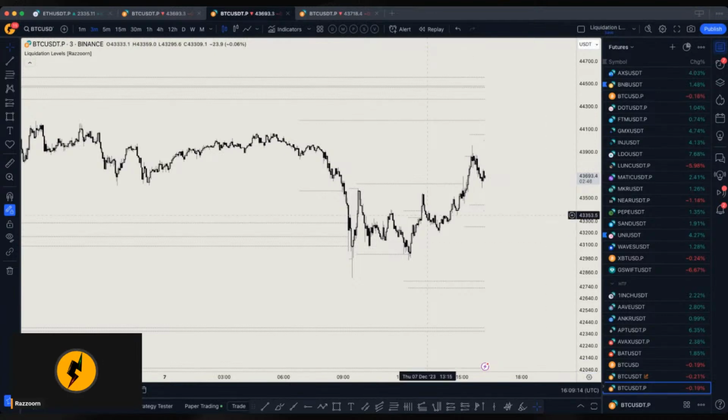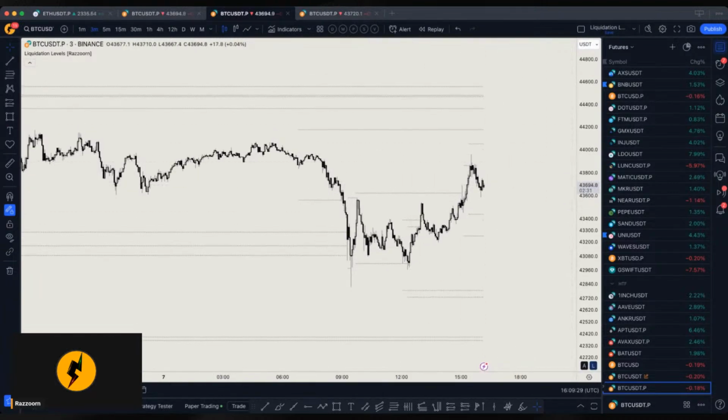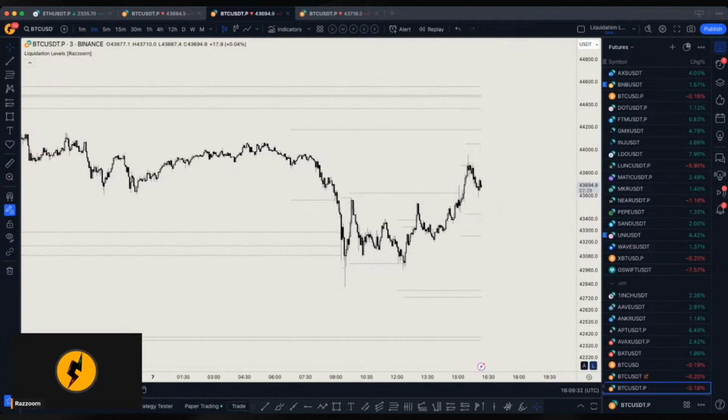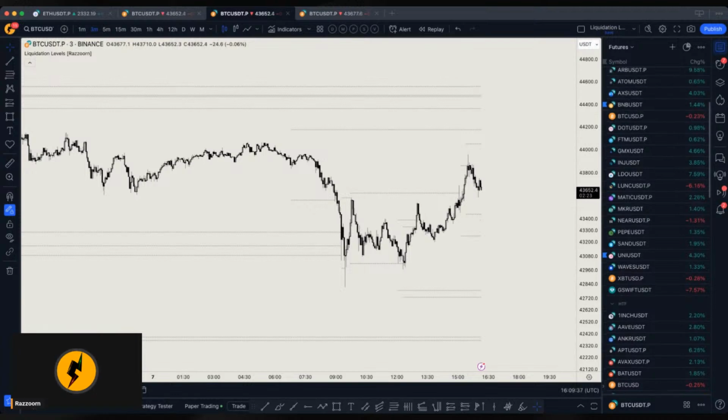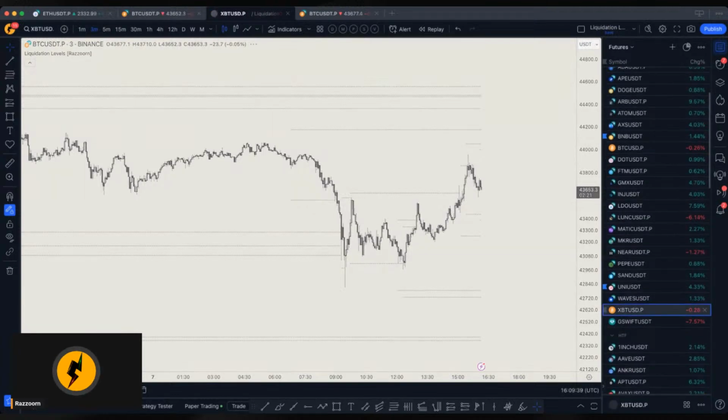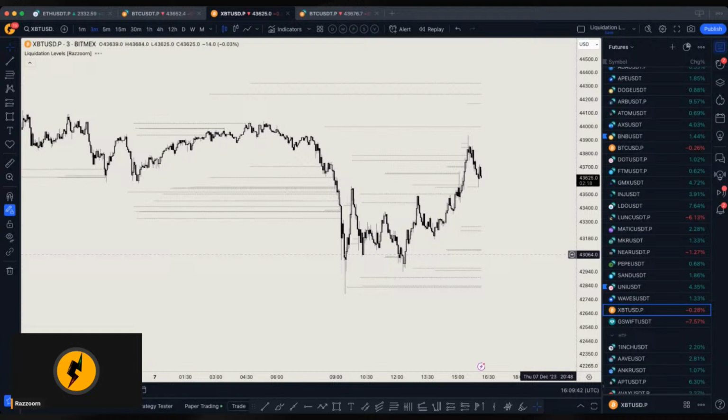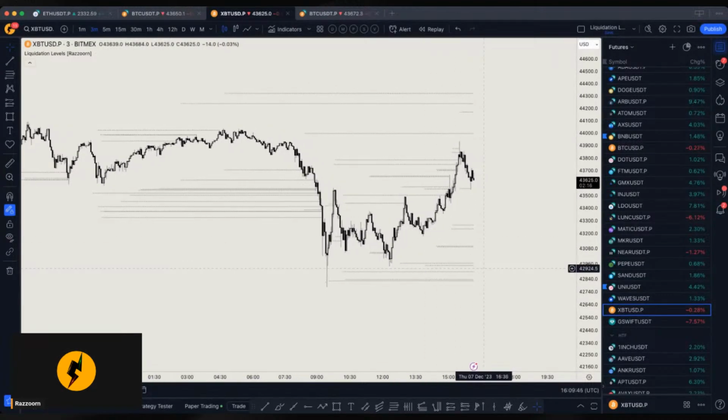I mostly only care about the Bitcoin liquidation levels, because it's still the asset that defines the price action on other assets. So there's really no need for me to use it on every single chart that I want to analyze. But yeah, I use the XBT chart for Bitcoin and the Binance chart. So that's about the settings.